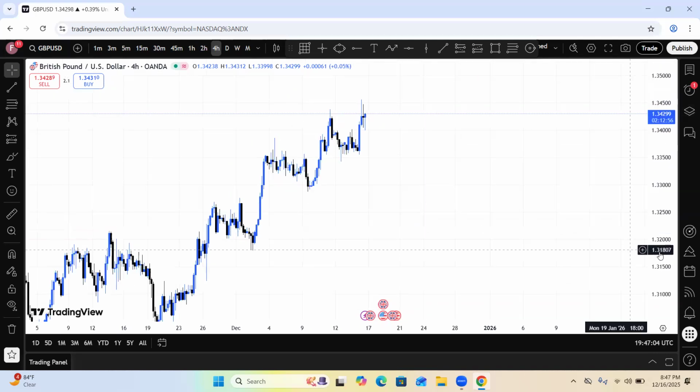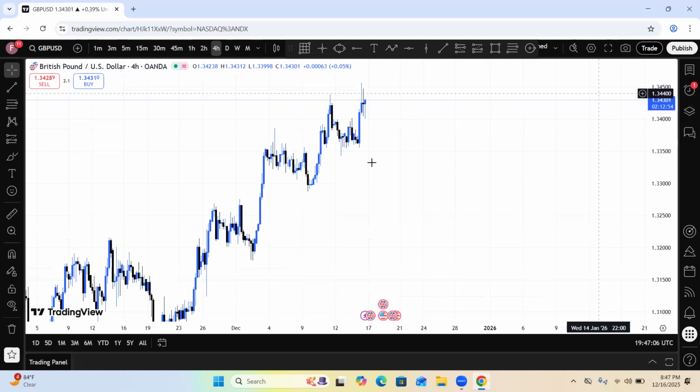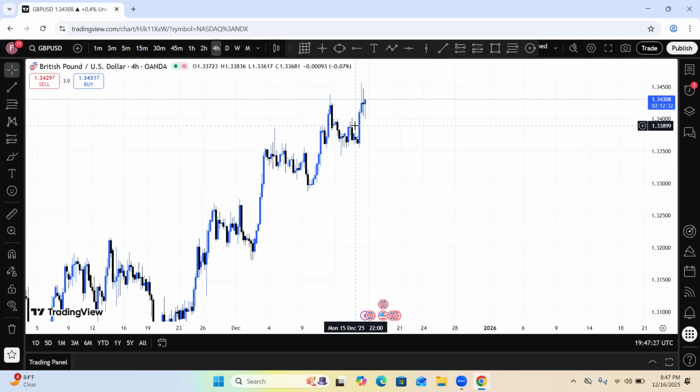We have 24 hours in a day, right? So 24 divided by 4 will show you how many of these candlesticks we use to form 1 daily candlestick. Do you understand? It means that this candlestick that is forming was formed in 4 hours. Every candlestick.